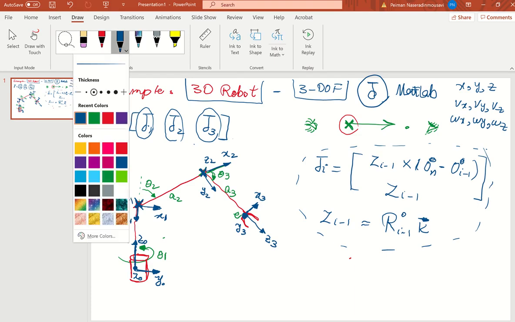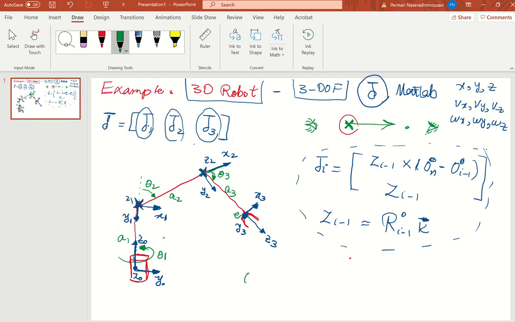Let me teach you. Here you have to say O3 with respect to 0, because the n vector is 3. And then you have to find J1. If i is equal to 1, you are going to find O0 with respect to 0, which is 0. If i is equal to 2, J2, you have to find O1 with respect to 0. And if i is equal to 3 for J3, it is going to be O2 with respect to 0. So you have to find all of these.